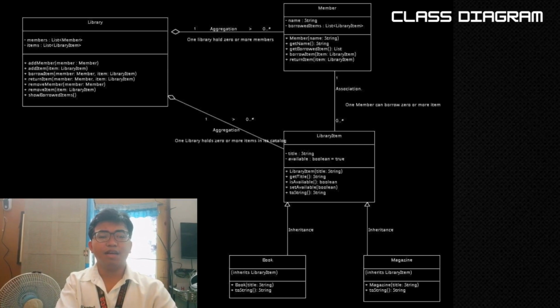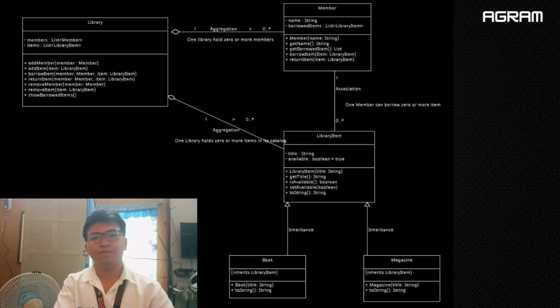Then lastly, the fourth class is the book class. The book class represents a book in the library. It inherits from library item, so it automatically has a title, availability, and basic methods. Then the fifth class is the magazine class. It represents a magazine in the library. It also inherits from the library item and shares the same basic properties.